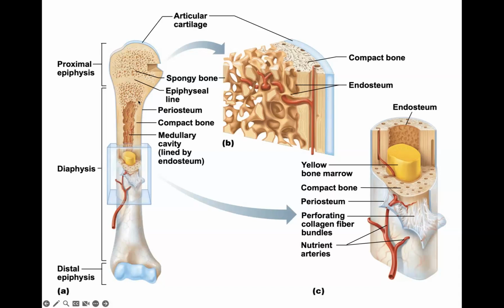My long bones in the middle, this is called the shaft or the diaphysis, they're hollowed out. They just have the compact bone on the outside, like all of our bones do, but on the inside, they have this hollowed out medullary cavity. Here, I have yellow bone marrow, which is fat.